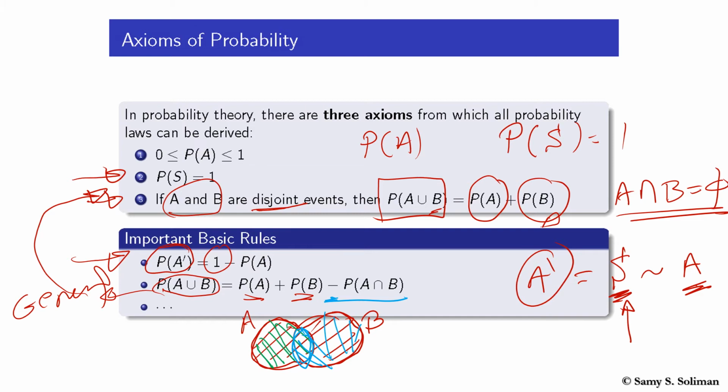Again, this rule has no conflict with the third axiom, because if the two events are mutually exclusive, then their intersection is equal to phi, and the probability of that intersection is equal to 0. Then we subtract 0, and we end up with the rule that we stated in the third axiom.